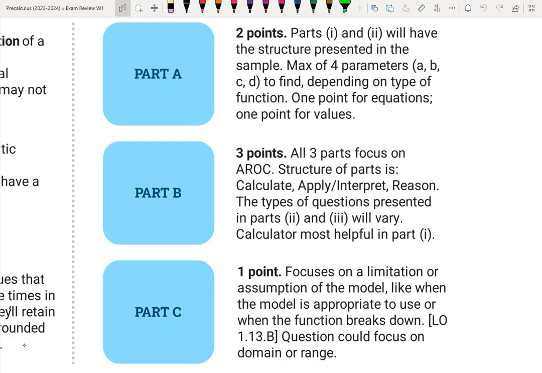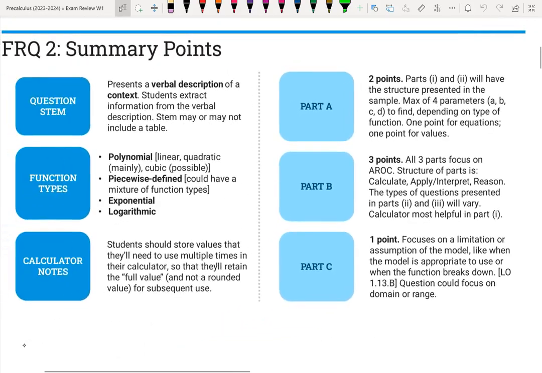Part C will be a 1 point part, and it focuses on a limitation or assumption of the model, like when the model is appropriate to use or when the function breaks down. And questions could focus on domain or range.